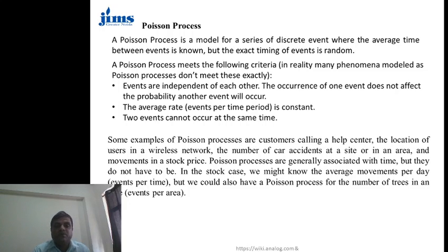Some examples of the Poisson process are customers calling a help center, the location of users in a wireless network, the number of car accidents in a site or an area, and movement in a stock process.